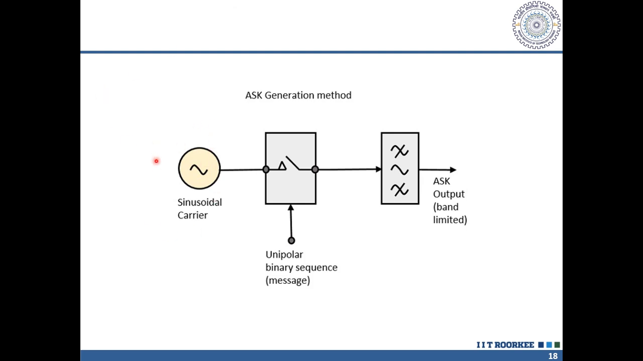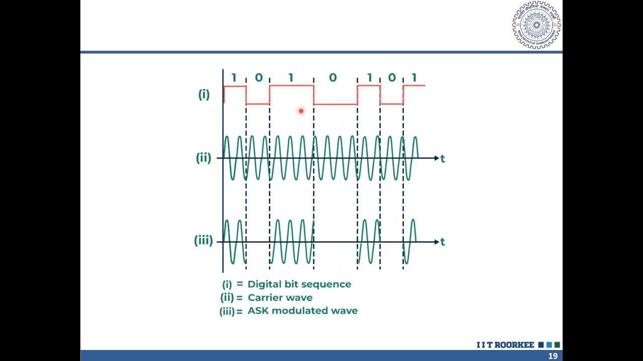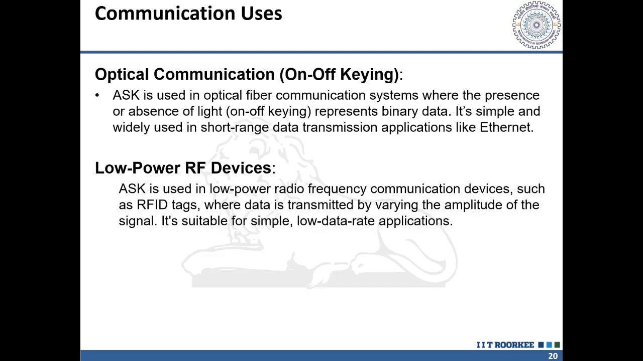This is the sinusoidal carrier, this is the binary message, and the output. We can see that when it's 0, the response of the modulated wave is also 0, and when it's 1, it is the original waveform. It's used in optical communication, like optical fiber communication, where the presence of on and off represents binary data. It's also simple and widely used in short range data transmission, like earlier it was used in Ethernets. And it is also used in low power radio frequency devices, as it takes very little power and has low data rate applications.